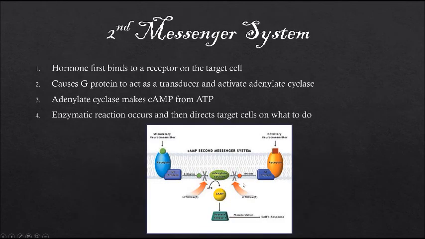The second messenger system. The hormone will first bind to a receptor on the target cell. This then causes the G protein to act as a transducer and activate adenylate cyclase. Adenylate cyclase makes cAMP from ATP, which then triggers an enzymatic reaction that directs the target cells on what to do.